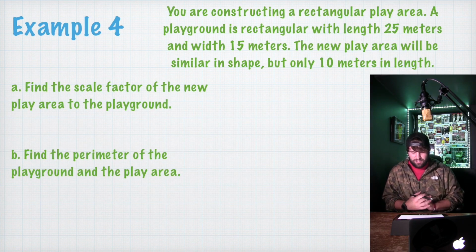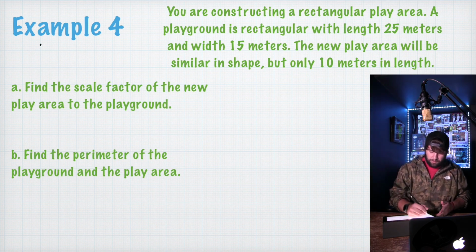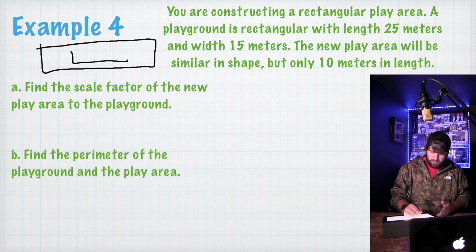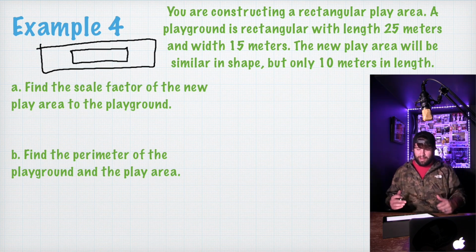You are constructing a rectangular play area. A playground is rectangular with a length of 25 meters and a width of 15 meters. The new play area will be similar in shape but only 10 meters in length. So the first thing I like to do with a problem like this is draw a schematic of this. Okay, so we have our playground and then our play area.